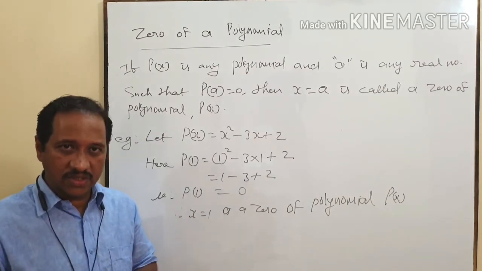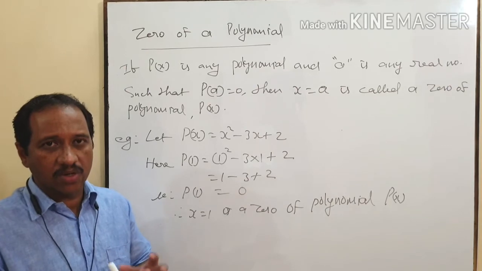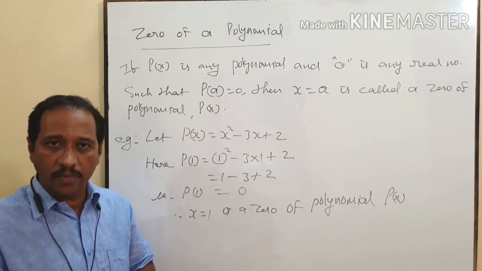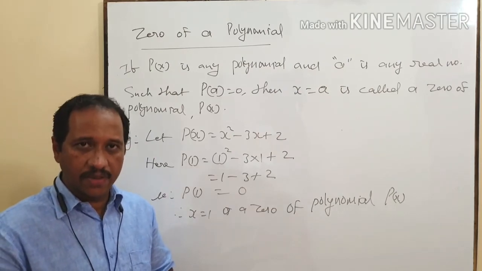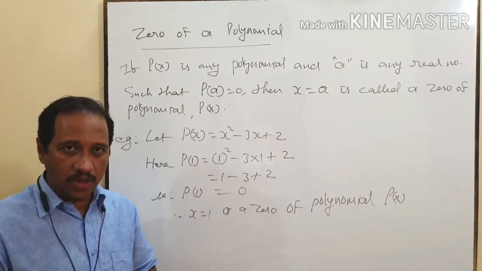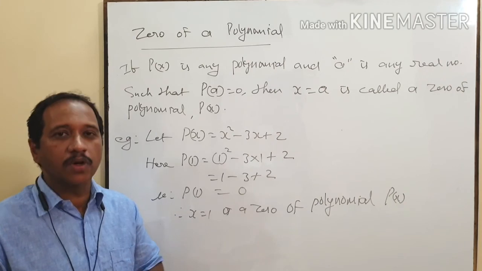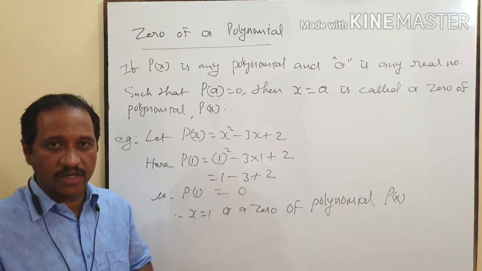I hope you understood the basic concepts about the polynomial. What is a polynomial? What is the standard form of a polynomial in one variable? Then degree of a polynomial, different types of a polynomial and the zero of a polynomial.